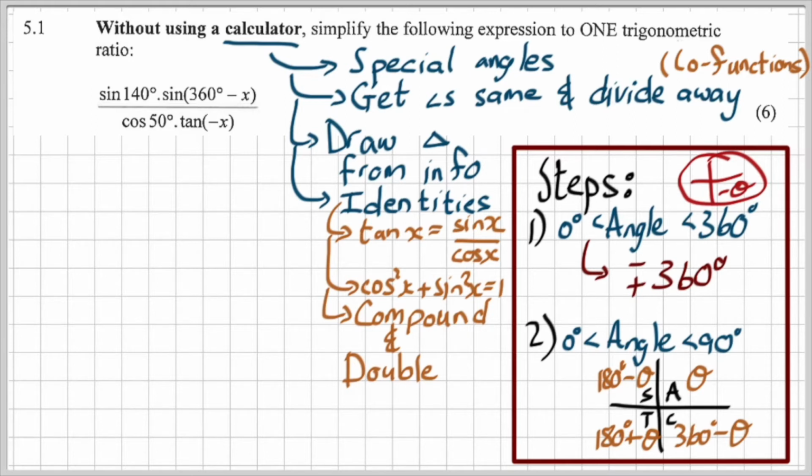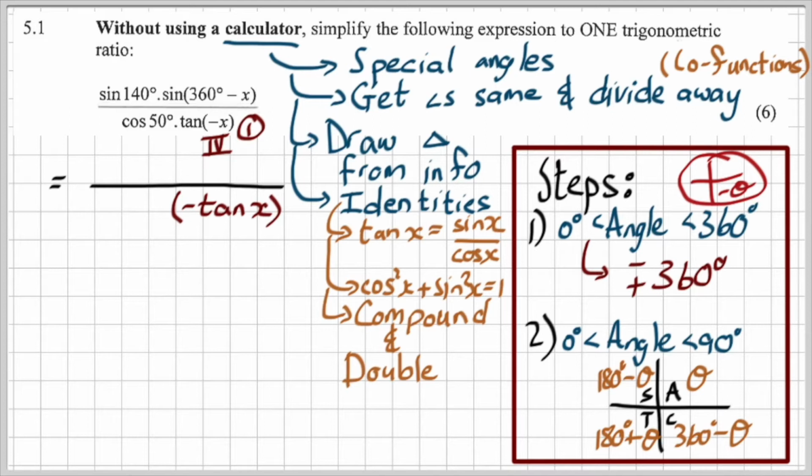Let's get into the first two steps. First of all, I look at getting my angles between 0 and 360. So tan of negative x is in quadrant 4. Tan is negative there, so I make it negative tan x.